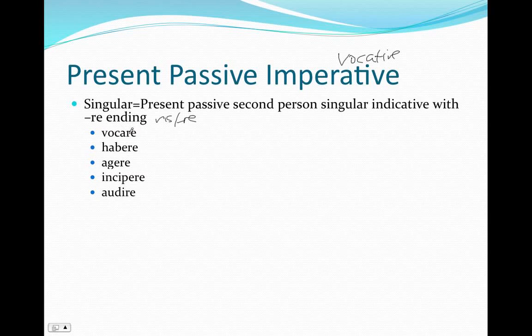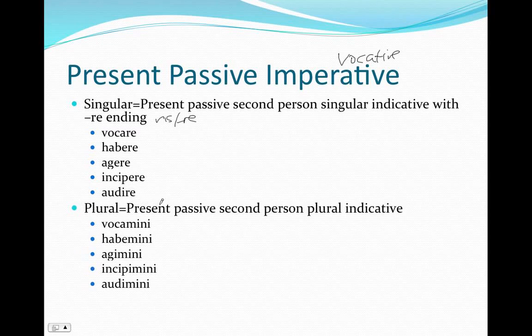That you address somebody and you tell them, vocare, be called, habere, be held, agere, be done, incipere, be begun, audire, be heard. So these are identical to the present passive second person singular indicatives. And the plural is identical to the present passive second person plural indicative. So vocamini, be called, habemini, be held, agimini, be done, incipimini, be begun, audimini, be heard. So both of these forms equal the indicatives. This one with the re ending, they're equal to the indicative, but you'll oftentimes then see somebody addressed. Marcus, be heard, audire.